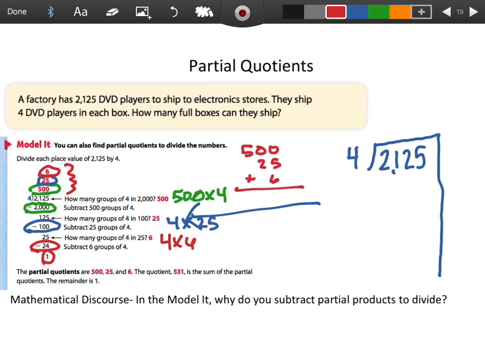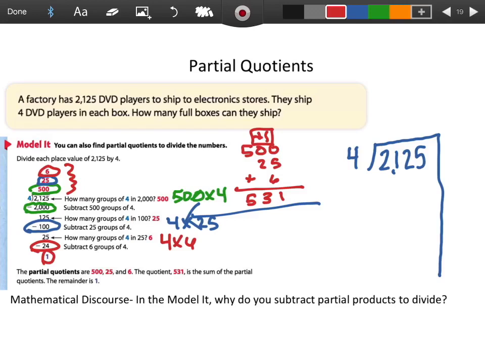5 ones plus 6 ones is 11 ones. Regroup my 10. 10 plus 2 tens is 3 tens, and then 5 hundreds is just 5 hundreds. So I was able to pack 531 full boxes, and I had one DVD player left over.